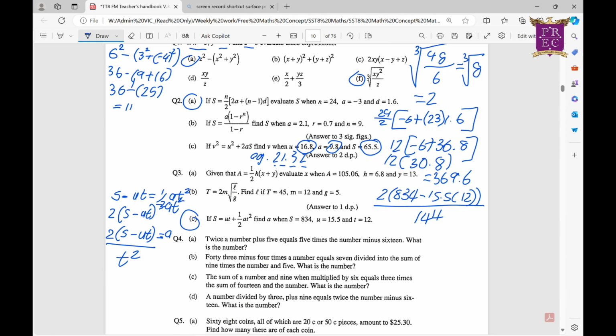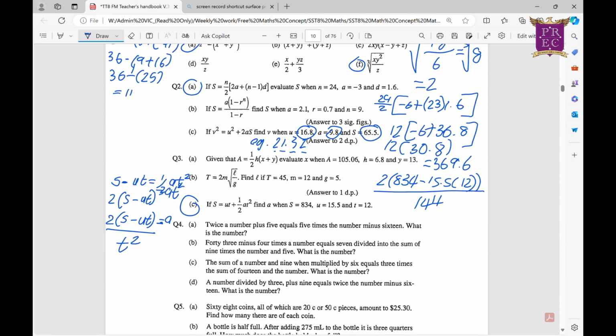Let me just quickly double check. Yep, so just find what a is. Actually, it's not even 1 decimal place. It'll just give you an integer. Just put it in the calculator and see what you get.